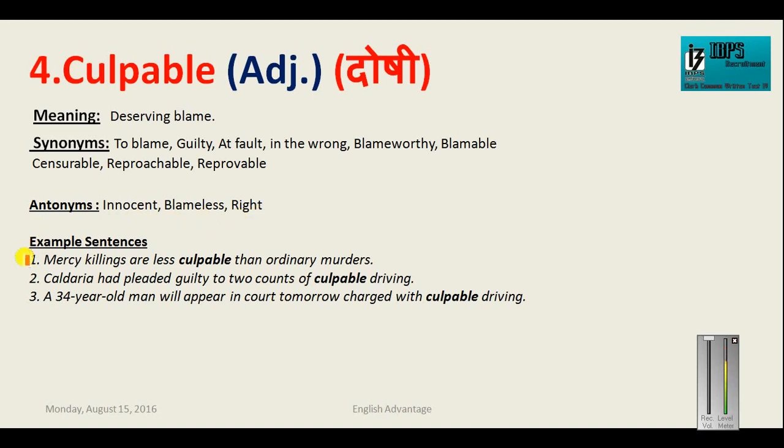Now let us look at the example sentences for this word. Mercy killings are less culpable than ordinary murders. Calderia had pleaded guilty to two counts of culpable driving. Culpable driving means wrong driving, the driving that you are not supposed to do. A 34-year-old man will appear in court tomorrow charged with culpable driving. He was driving against the laws, so he may not have been obeying the traffic rules and other laws. So culpable means a blamable person, the person who has been accused of something.